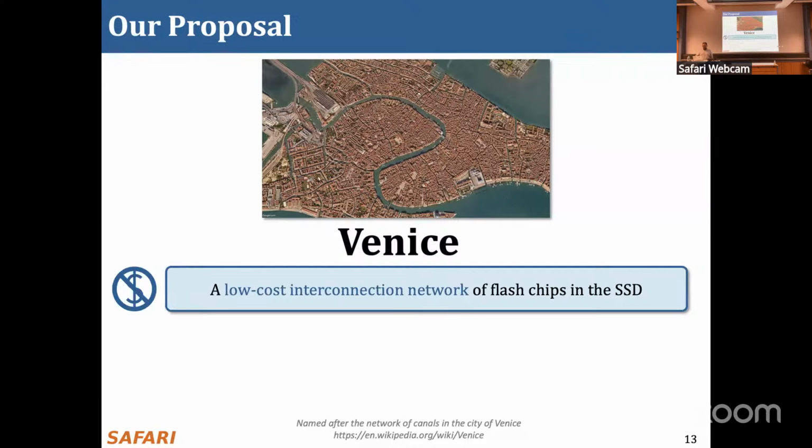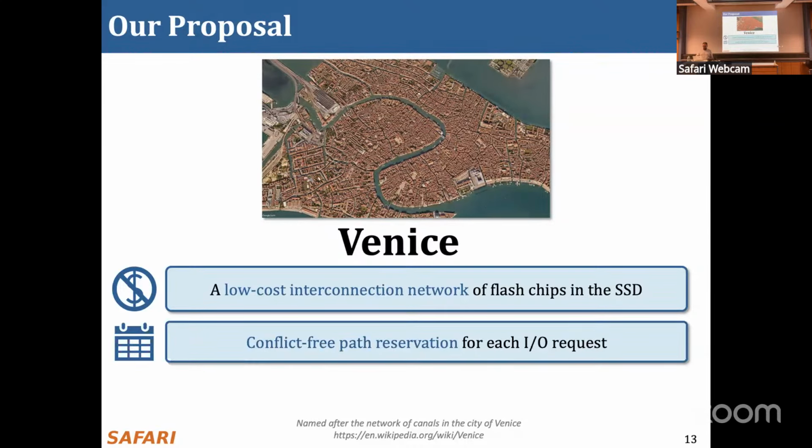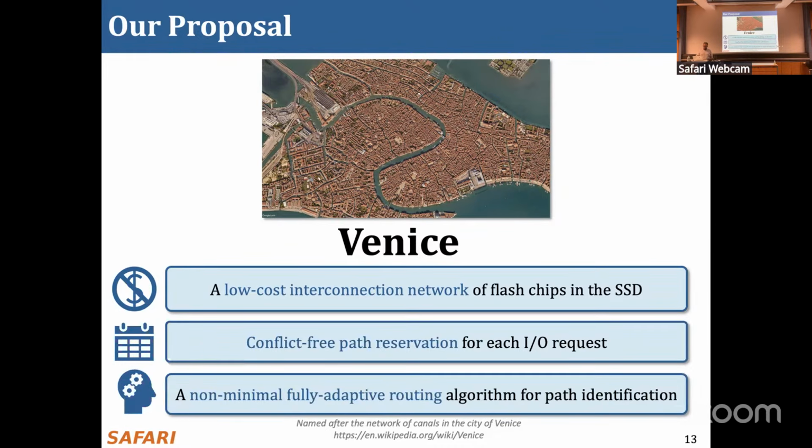So this is a low-cost interconnection network of flash chips in the SSD and conflict-free path reservation for each I/O request. And we are using a non-minimal, fully adaptive routing algorithm for path identification. I'm going over them relatively quickly, but we still have time.